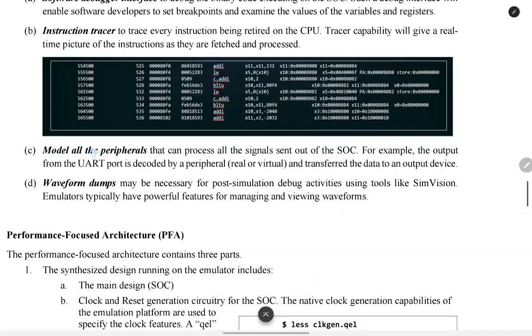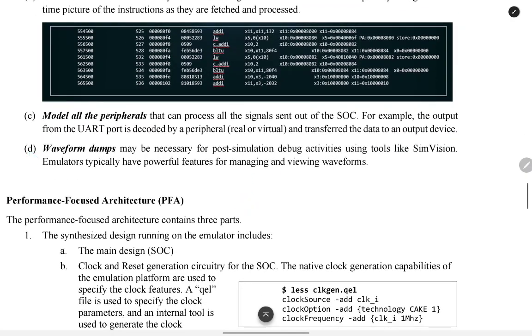C. Model all the peripherals that can process all the signals sent out of the SoC. For example, the output from the UART port is decoded by a peripheral, real or virtual, and transferred to an output device. D. Waveform dumps may be necessary for post-simulation debugging activities using tools like SimVision. Emulators typically have powerful features for managing and viewing the waveforms.